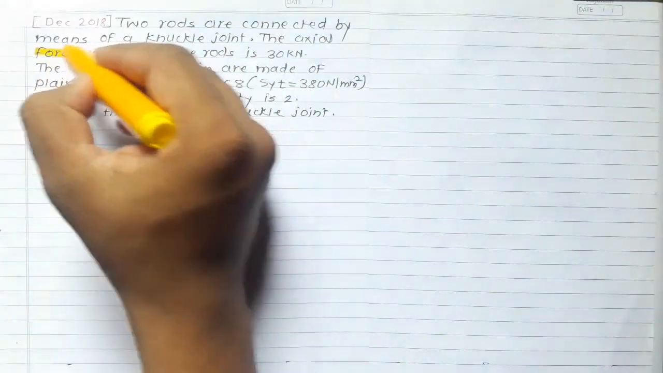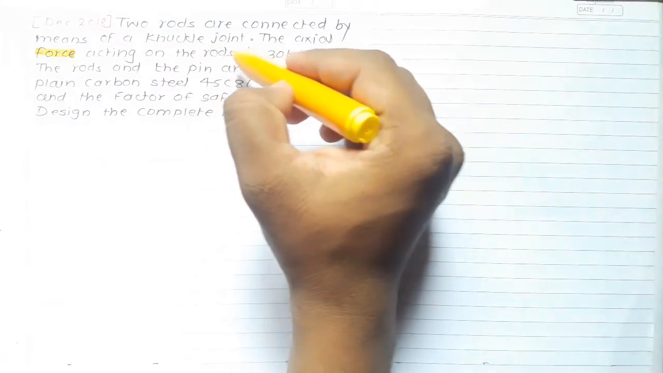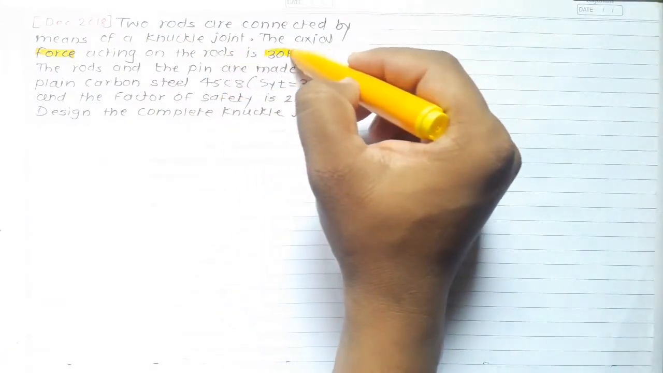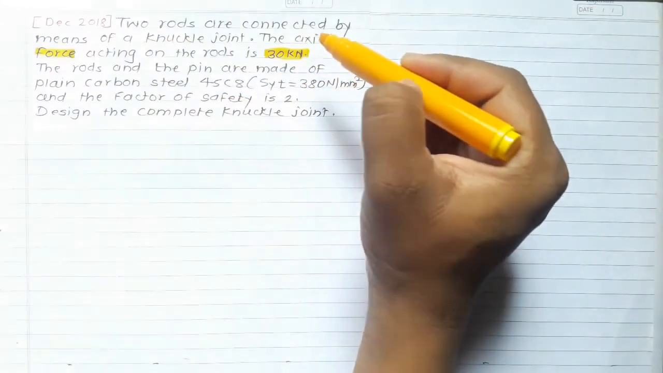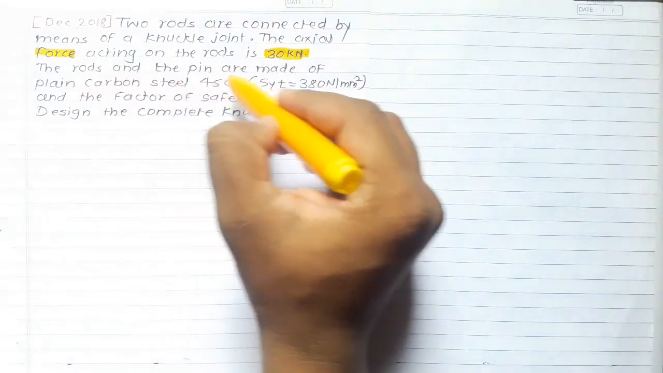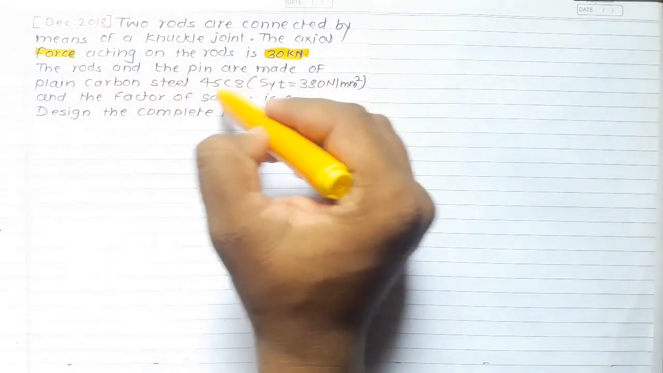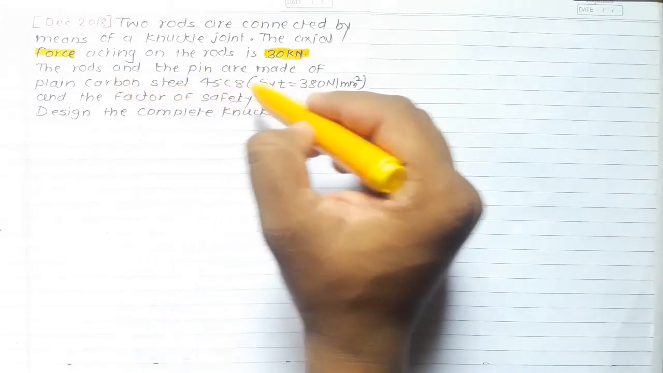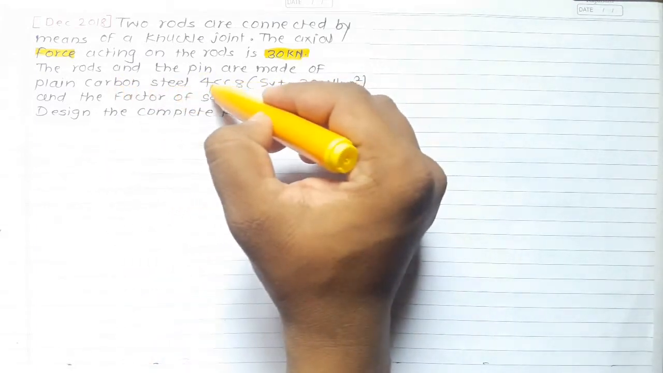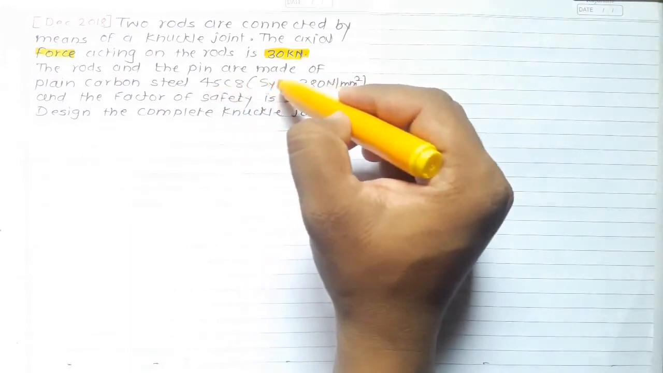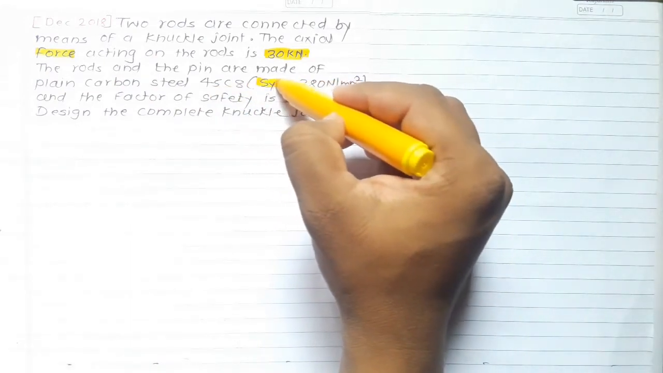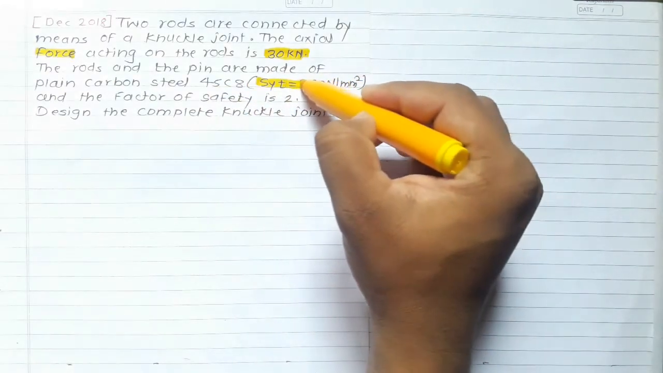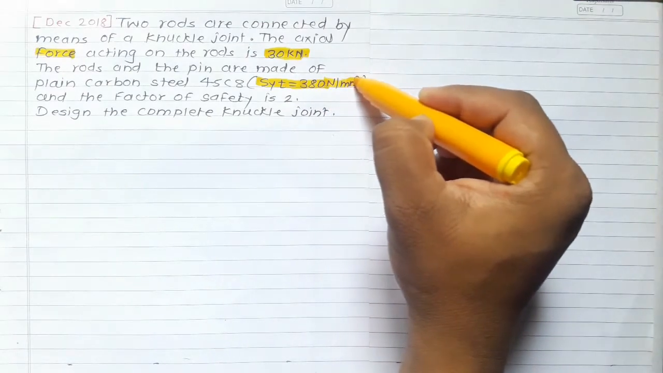Two rods are connected by means of knuckle joint. The axial force acting on the rods is 30 kilonewton. The rods and the pins are made up of plain carbon steel. The material of both rod and pin is same, plain carbon steel, and its grade is 45C8, and the property, that is yield strength, is given. It is 380 Newton per mm square.